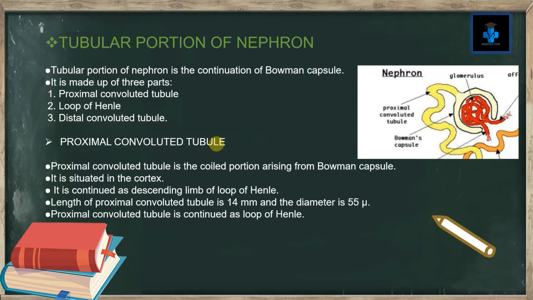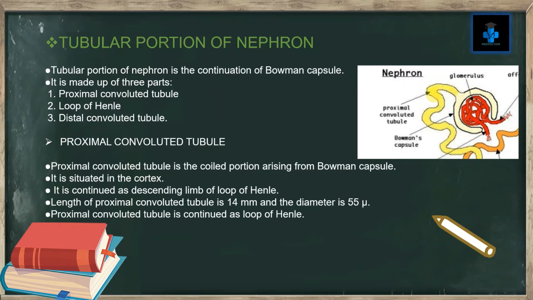Tubular portion of nephron. The tubular portion of the nephron is the continuation of Bowman's capsule. It is made up of three parts. Number one is the proximal convoluted tubule. Number two is the loop of Henle. Number three is the distal convoluted tubule. Now let's go for the detail.